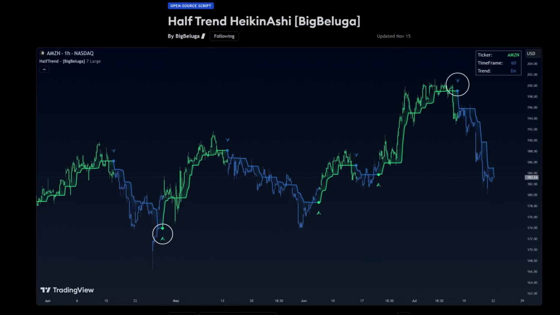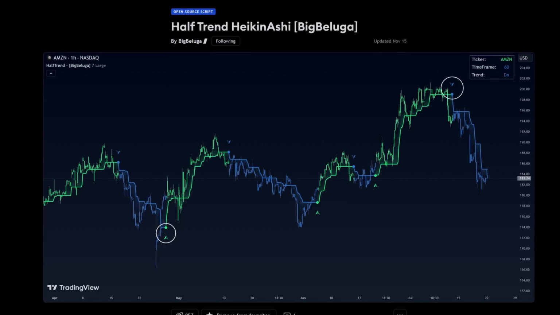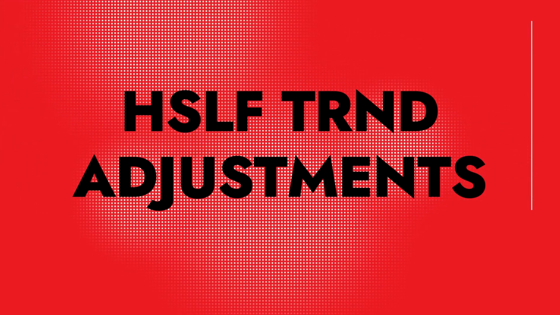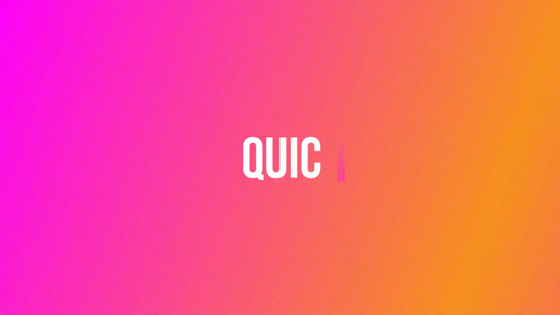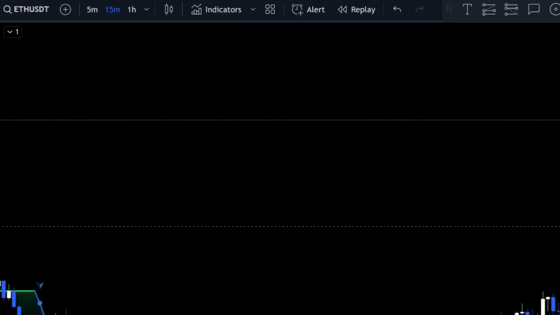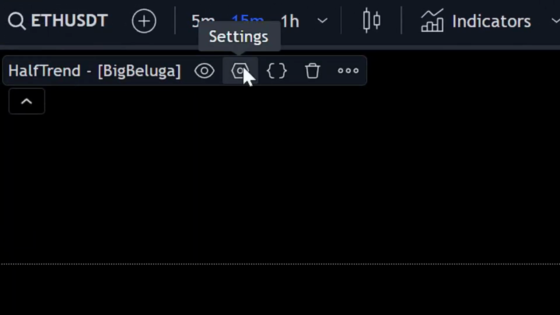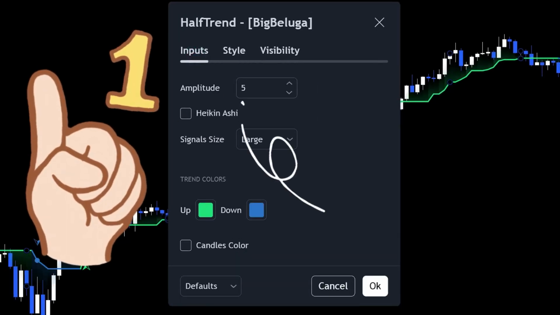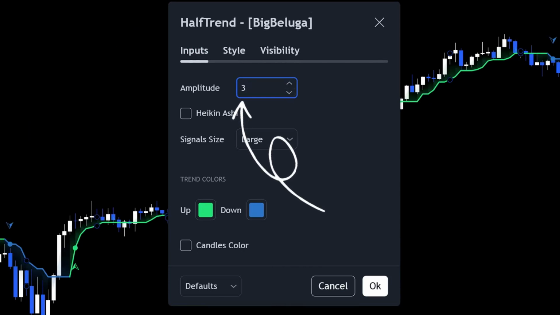Alright, so now that we have our half-trend Heikin-Ashi indicator set up, it's time to make a few simple adjustments to ensure we're getting the best results from our trading strategy. Don't worry, these changes are quick and easy to implement. Let's start by opening the indicator settings and navigate to the Inputs tab. First, we'll change the amplitude to 3, which will help the indicator better identify market trends and potential trading opportunities.